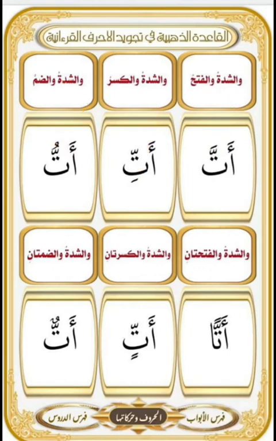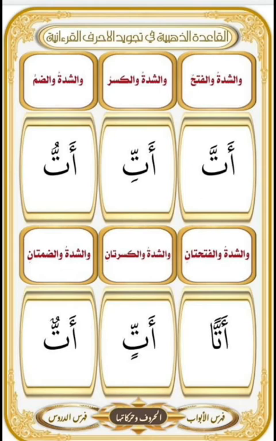The mistakes when pronouncing the letter ta with shadda with the three different vowels is to push with the letter like this, at-ta, at-ti, at-tu, or to give hams like this, at-ta, at-ti, at-tu. So the right pronunciation is at-ta, at-ti, at-tu.